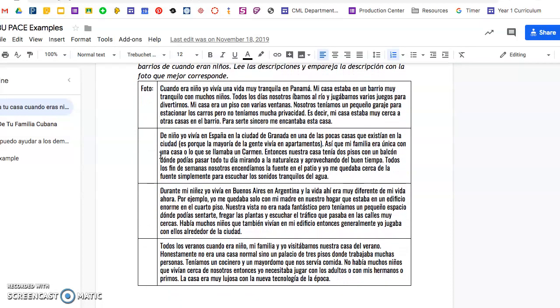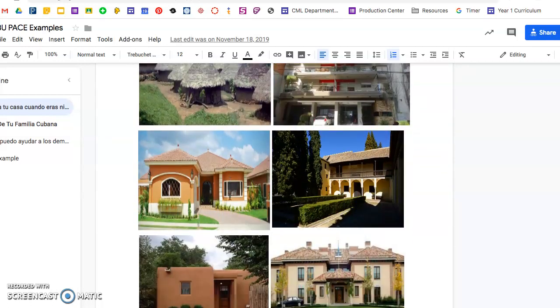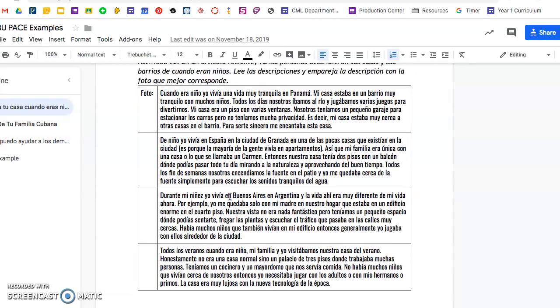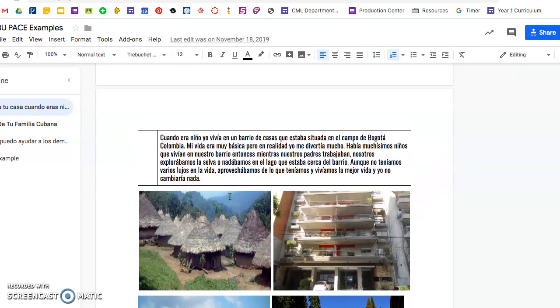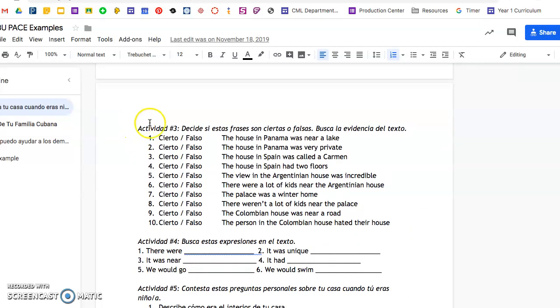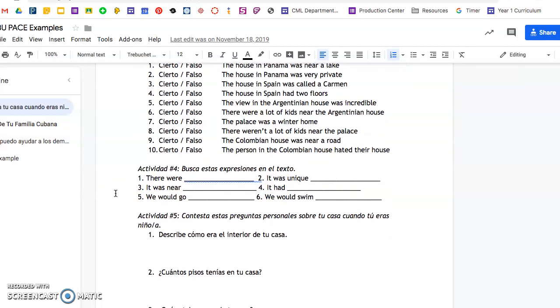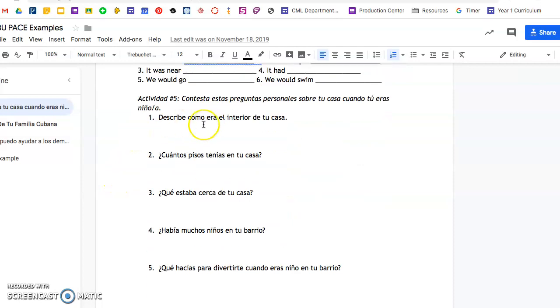Here I gave them a bunch of descriptions of different houses and the pictures that match those descriptions. So an interpretive activity was read the descriptions and decide which photo matches with which house. From there, some true or false questions, some look up these words, and look, these are all imperfect words. So we're starting to focus on the meaning of the words, the definitions of the words, not how you form the words.